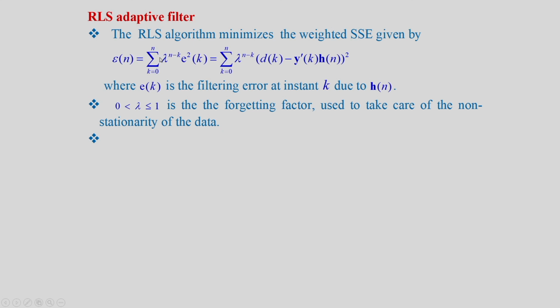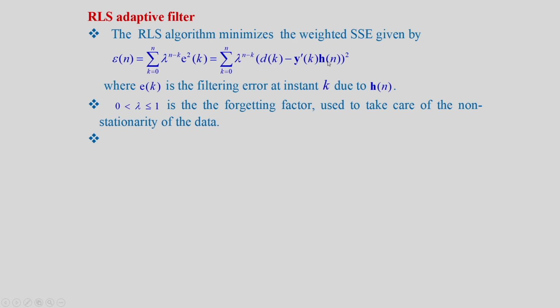In the case of the RLS adaptive filter, the error is the sum square error. We discussed the least square estimation principle. The same principle is applied here also, and here the error to be minimized is the sum square error weighted by a factor lambda to the power n minus k. So, the error to be minimized is epsilon n is equal to summation lambda to the power n minus k into e squared k, k going from 0 to n. From the beginning n equal to 0 to current n, all the errors are considered, and this is given by summation lambda to the power n minus k into (d[k] minus y transpose k into h[n]) whole squared, k going from 0 to n.